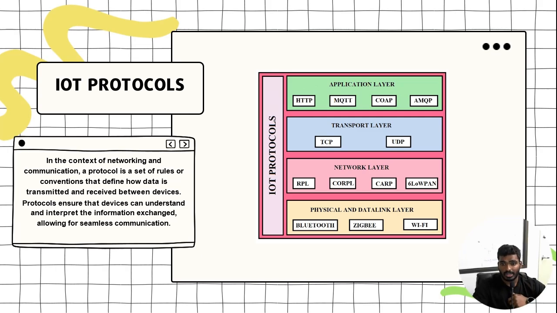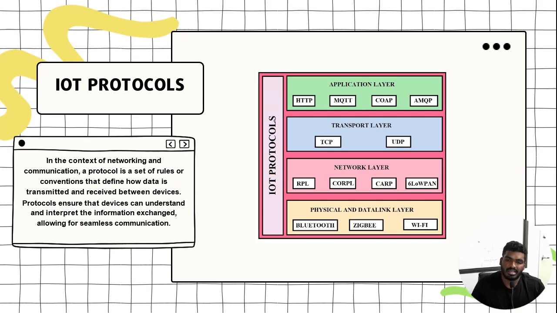So protocols define two things: how data is transmitted and how data is interpreted. For example, how fast the data is sent and in what format. It is referred to as how data is transmitted. And how data is interpreted means it ensures the receiving device understands what the data means.